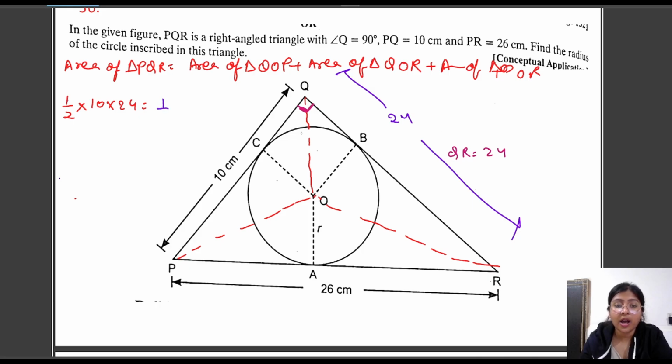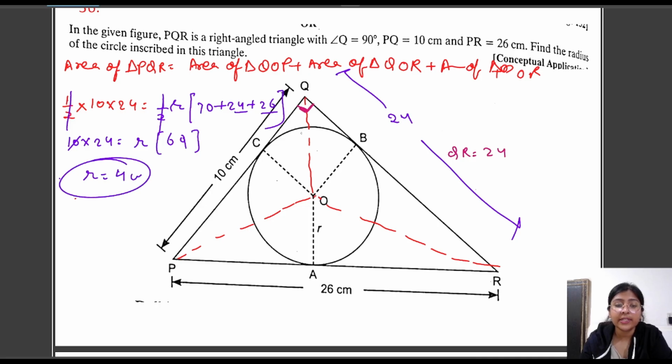So we will write half as common and we will have 10 plus 24 plus 26. If you solve this, half is cancelled by half. So 10 into 24 is equal to r times the sum. Add these three, so you will get 60 here. Cancel zeros by zero. The value of r is 4 centimeter. That's how we will do this question.